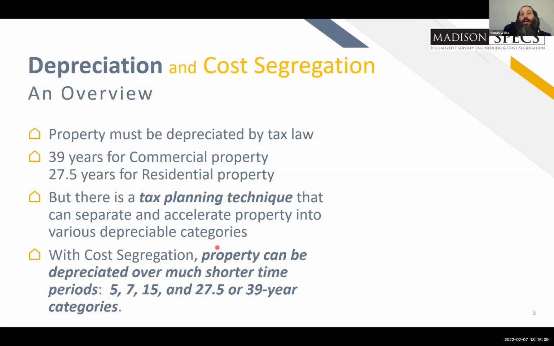And so therefore you get these tax deductions, right? That's pretty much what it comes down to. However, what we're going to talk about tonight is not just depreciation, but about this tax planning strategy called cost segregation, which is a really weird name, but literally what it means is breaking down or segregating the property into different categories that depreciate faster.